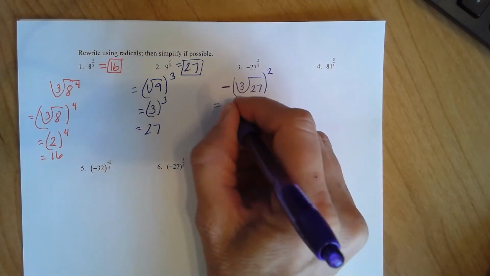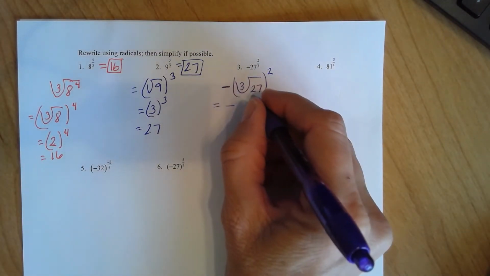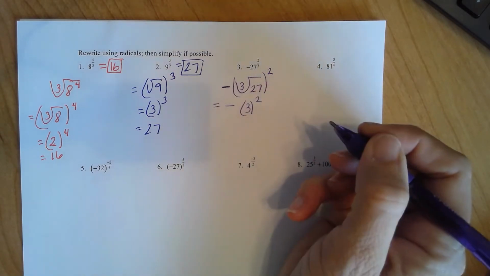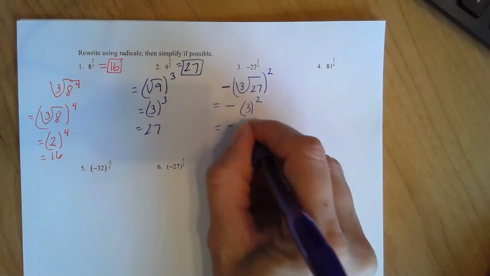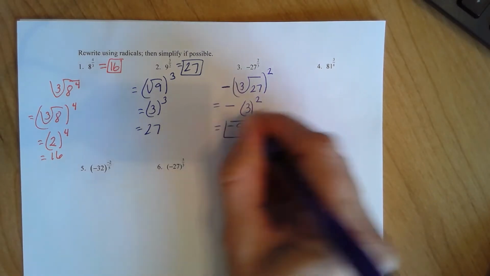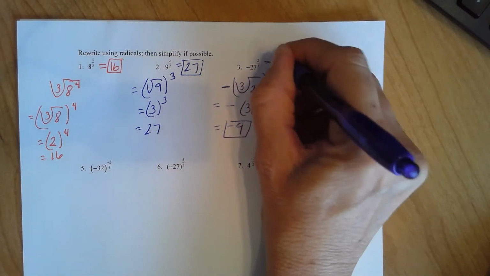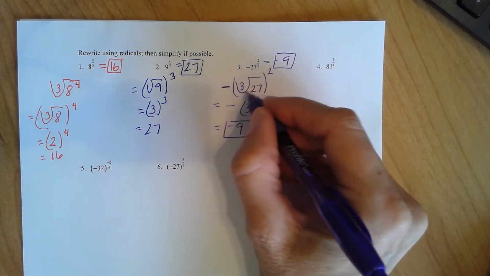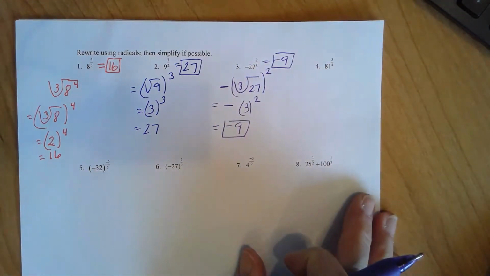So we get negative the cubed root of 27 is 3, and then I still need to square it. 3 squared is 9, and that negative stays on the outside, so my answer is negative 9. Again, if it was in parentheses, then that negative would have been under the radical.